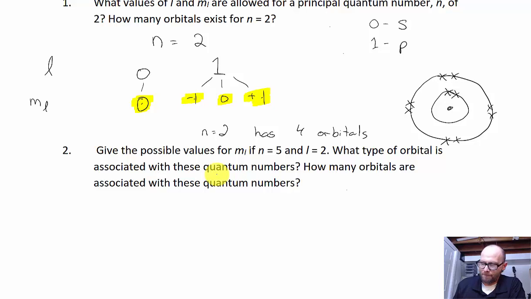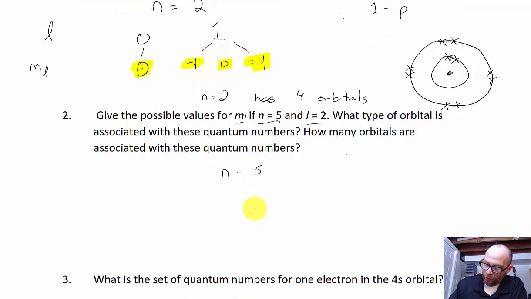We'll take one more as an example. It says here, what are the possible values for ML if n equals 5 and L equals 2? So I've got my principal quantum number equal to 5. The L values for that are 0, 1, 2, 3, and 4. Those are all the ones that exist. We could look at them all, but we're only focusing on this one.